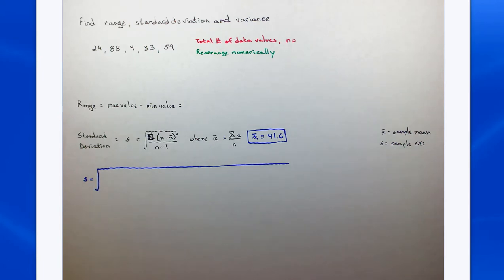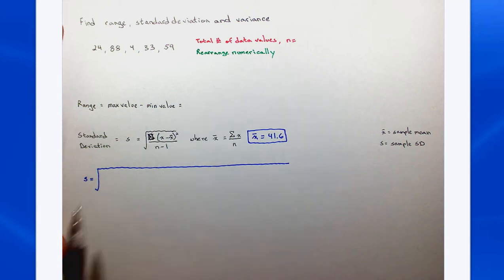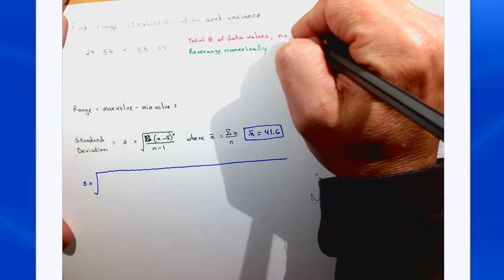Hello everybody. Another homework problem from chapter 3 in which we're going to find the range, standard deviation, and variance. Again, structure your homework problems the same way every time you work it. First thing that we need to do, find the total number of data values. So what does n equal for this problem? 5.